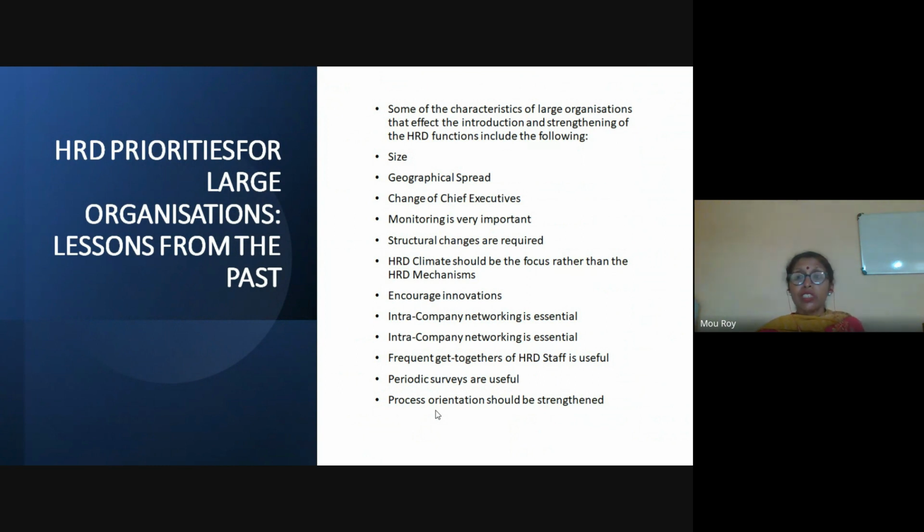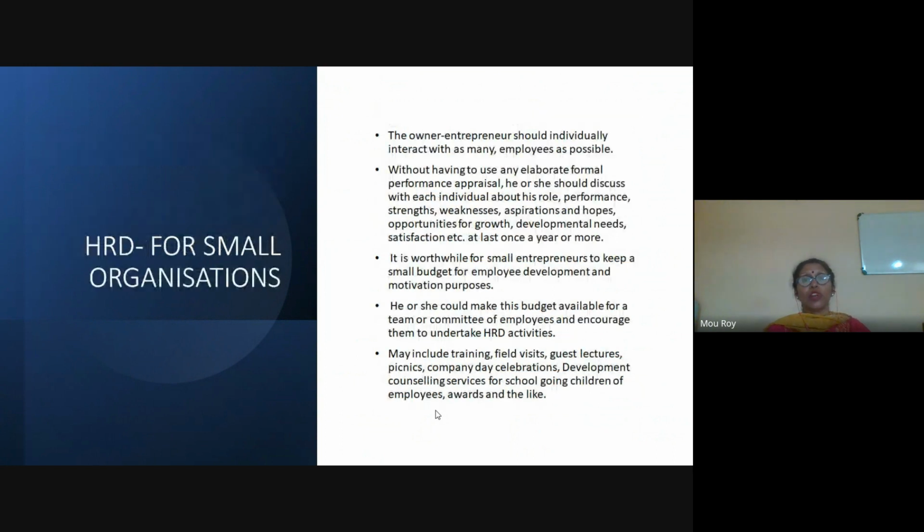The HRD functions include the following. If you want to strengthen the HRD department of a hotel, you have to take care of all this: the size of the organization, the geographical spread, and changes of chief executives. Monitoring is also very important. What structural changes are required? Then encourage innovations. Intra-company networking is very essential. Frequent get-togethers of HRD staff are useful. Periodic surveys are useful. Process orientation should be strengthened. That is very important.